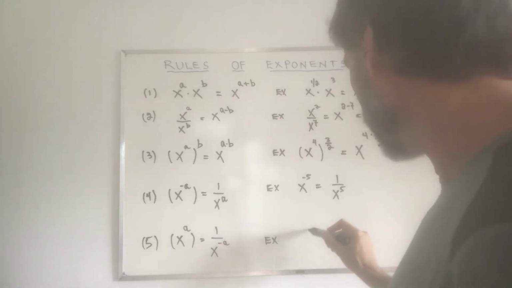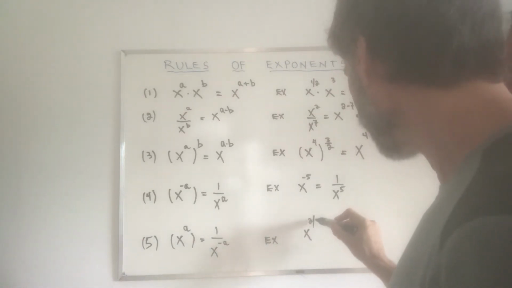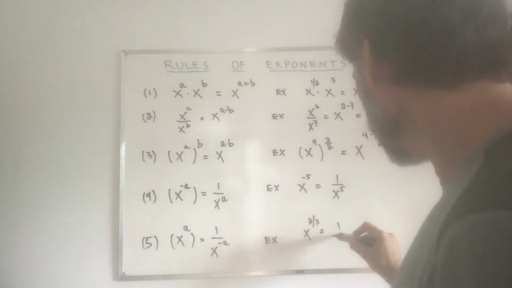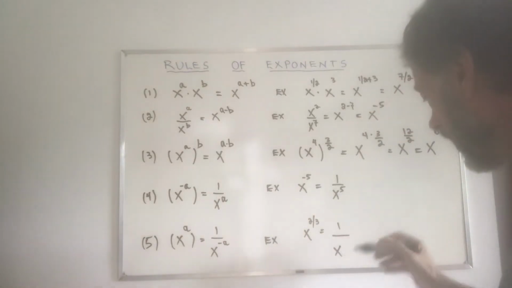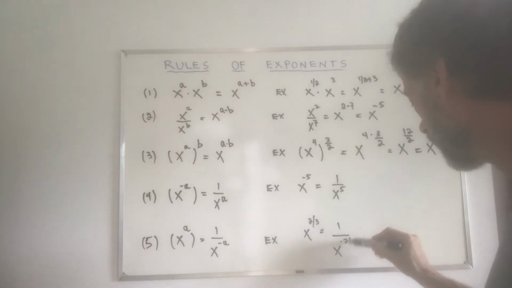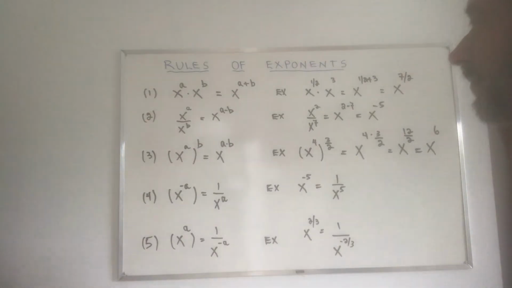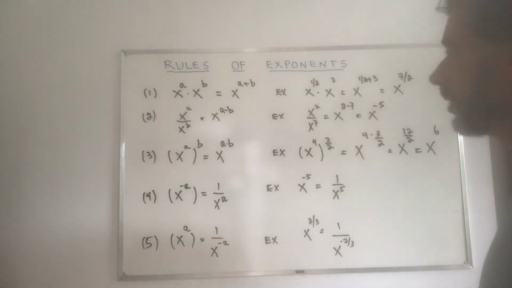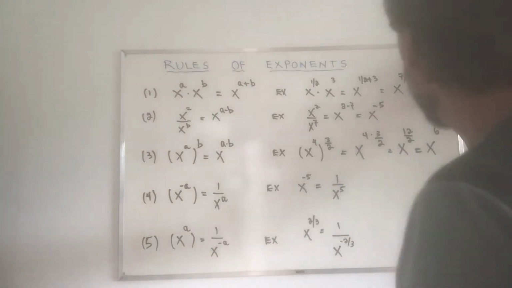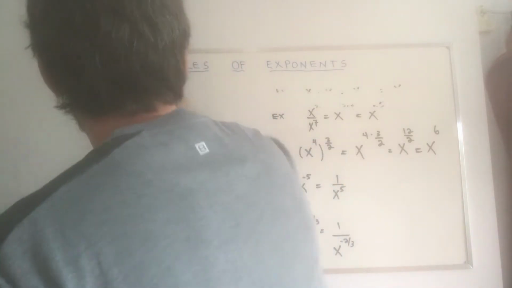You could totally write x to the 2/3 as 1 over x to the what? Yeah, you bring this guy down, it changes its sign. Minus 2/3. All right, these are pretty basic. So we'll erase this now since I have not a lot of space, as you can see. And we'll move on to rule number 6.